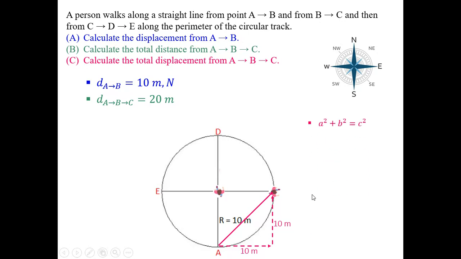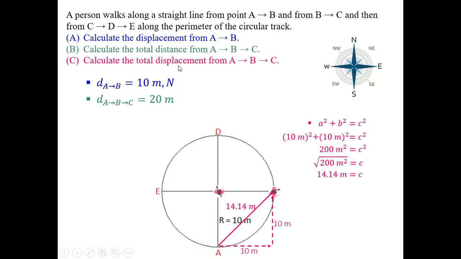A squared plus B squared is equal to C squared. A is 10, B is 10. Square both those terms and add them together. 10 squared is 100, 10 squared is 100. 100 plus 100 is 200. And then to find C, square root both sides. The square root of 200 is going to come out to be about 14.14 meters here. So the magnitude of this hypotenuse is 14.14 meters, but that's just the magnitude.